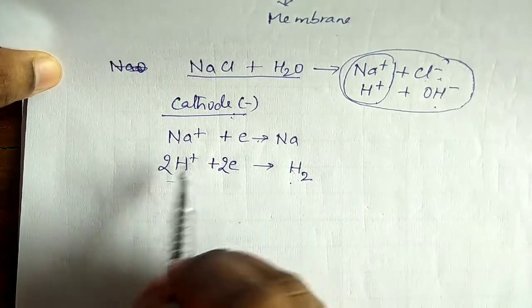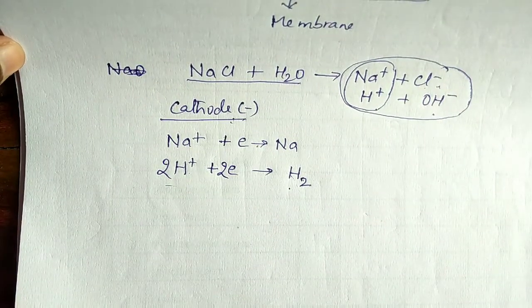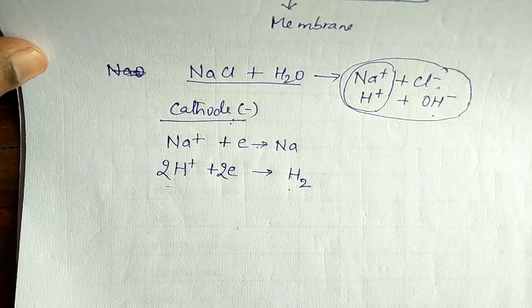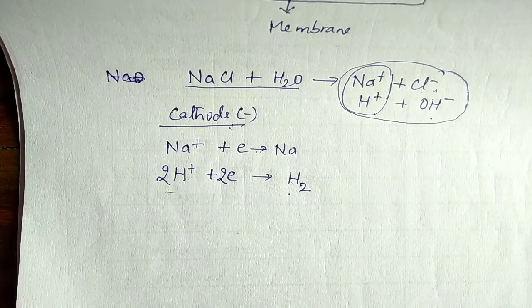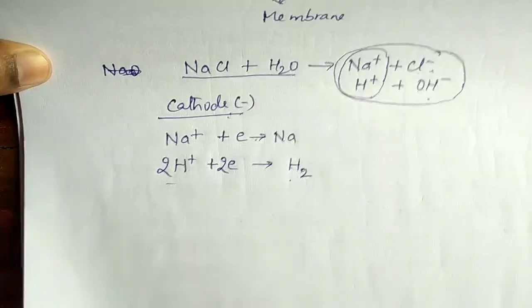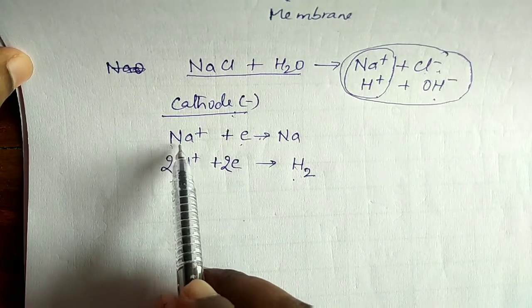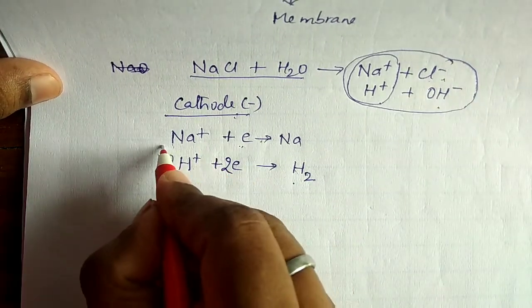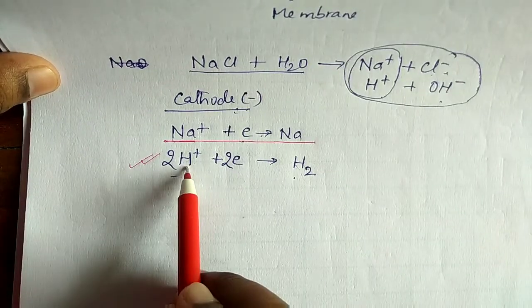Now we are coming to the first one. You know that sodium is a very reactive metal, and metals have a tendency to lose electrons. Since sodium is a very reactive metal, it will not have the tendency to accept an electron. If somebody has a tendency to lose electrons, it will have a very low tendency of accepting an electron. Here reduction is taking place, and reduction is addition of electron. So sodium ion will have very little tendency to accept the electron. This reaction will not take place. Instead, reduction of hydrogen ion will take place.